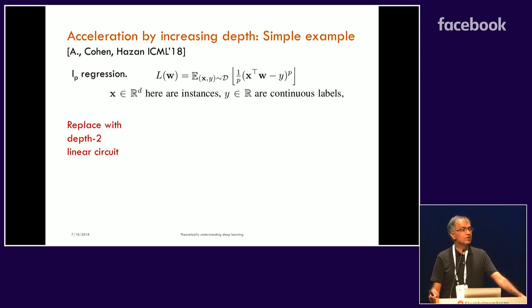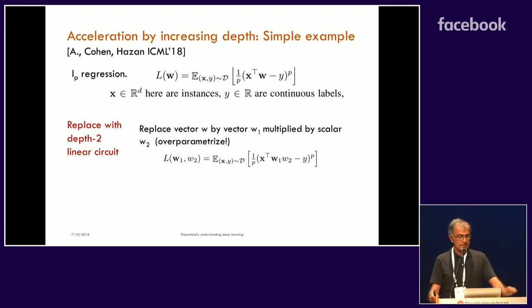Well, we're going to replace this simple convex problem with a depth 2 linear circuit. By that I mean, I'm going to replace the vector w in this learning problem by a vector w1 multiplied by a scalar w2. So I've overparametrized by 1. A D-dimensional vector times a scalar. So just one additional parameter. So now that's our new objective. Instead of w, w1 times w2.